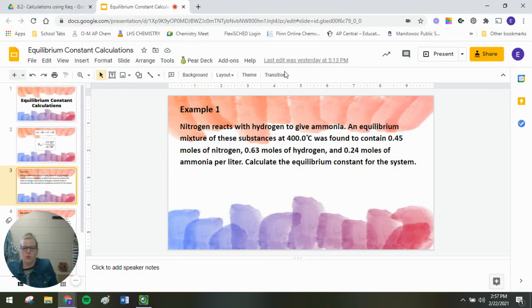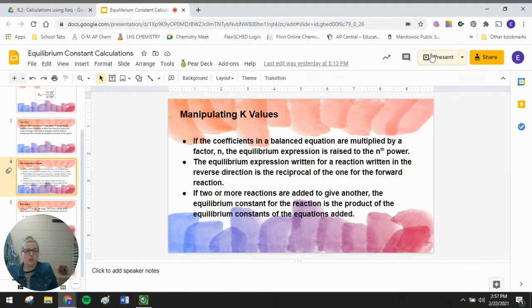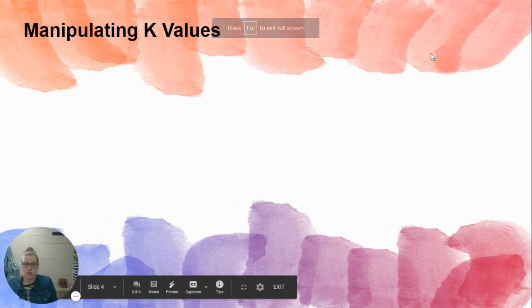All right, so that is equilibrium calculations for K. Legitimately, it is just that easy. There's really not that much going on with the K yet. We will get to a point where we'll get to more complicated math, but right now, that's about it. Now, what happens sometimes is you will actually make changes to a chemical reaction as far as the coefficients go. And when that happens, you will actually change the K value for your reaction.